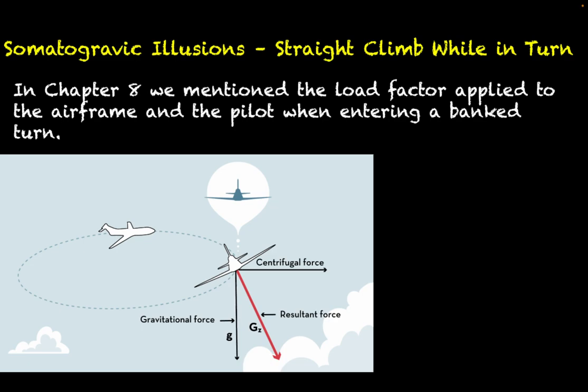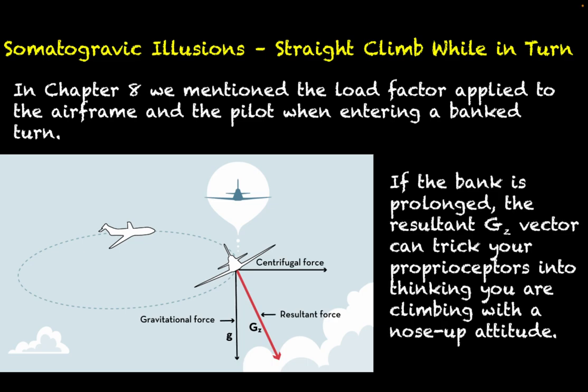So in Chapter 8, we discussed the load factor that is applied to the airframe and to the pilot operating the aircraft when you enter a bank turn. This is why you pull G's when you enter a bank turn. So this illusion is called the straight climb while in a turn illusion. If the bank becomes prolonged, and you'll notice that's becoming kind of a theme here, the resultant GZ vector can trick your proprioceptors into thinking you are climbing with a nose up attitude. So almost exactly the same thing that we were just discussing.